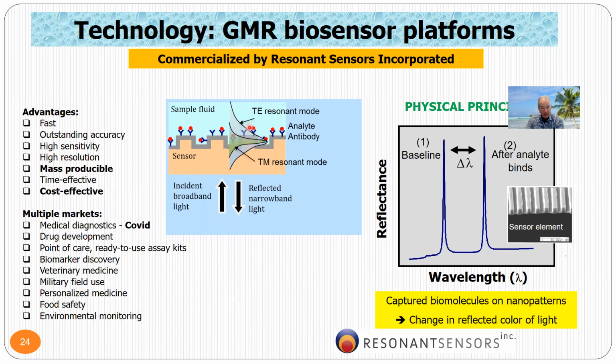Here TE has one mode shape, the TM has a different mode shape. It depends on the local conditions. And here's the reflected narrowband light. We monitor with both of these resonant modes what's going on when there is an analyte binding to an antibody or antibody binding to an analyte. And again, the physical principle is this wavelength shift that occurs upon binding, namely changing the environment of this waveguide, which causes this shift in the resonance wavelength.